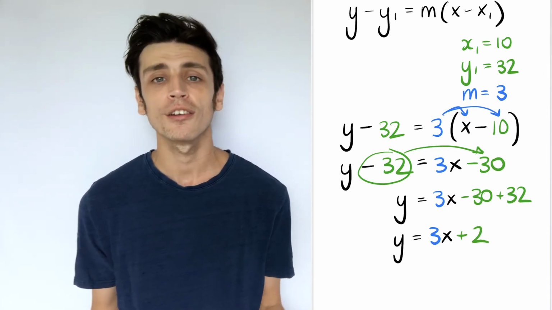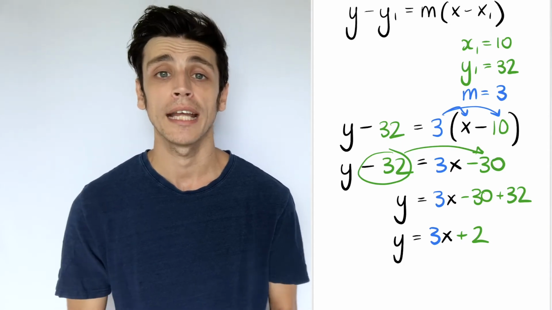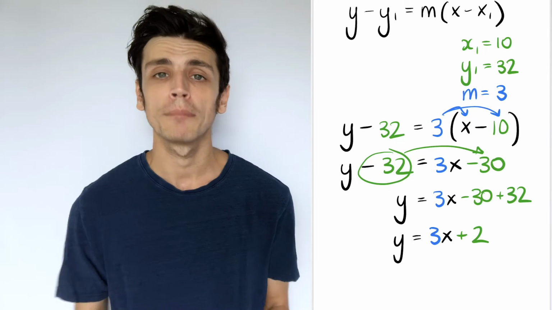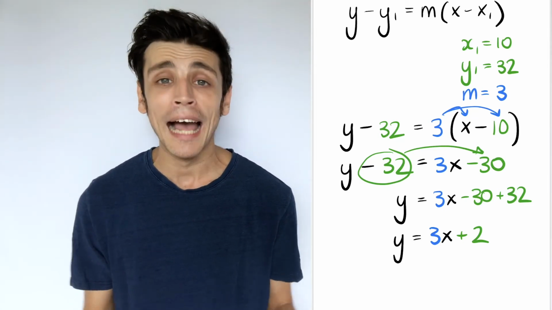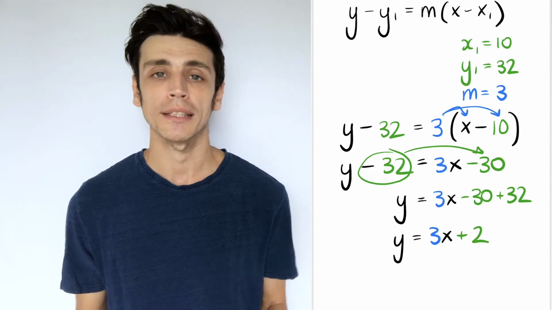And as we've got two constants, we can simplify this to bring it to a form that reads as y equals mx plus c. So negative 30 plus 32 would give me positive 2. And now we will have our equation of a straight line. We have y equals 3x plus 2.